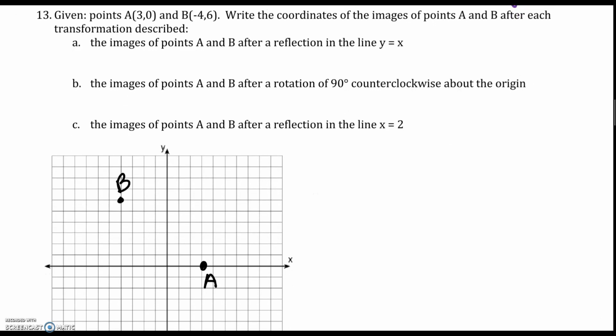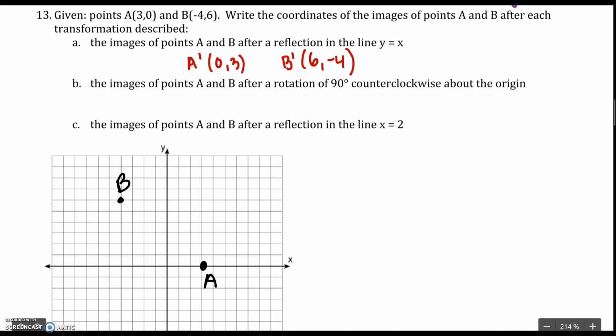We have 2 points, 3, 0, and negative 4, 6. And we're going to perform a few different transformations to each one. The first one, we're going to write the images of the points A and B after a reflection in the line y equals x. If you can remember, that means that you would just switch your coordinates. So A would become 0, 3, and B would become 6, negative 4.